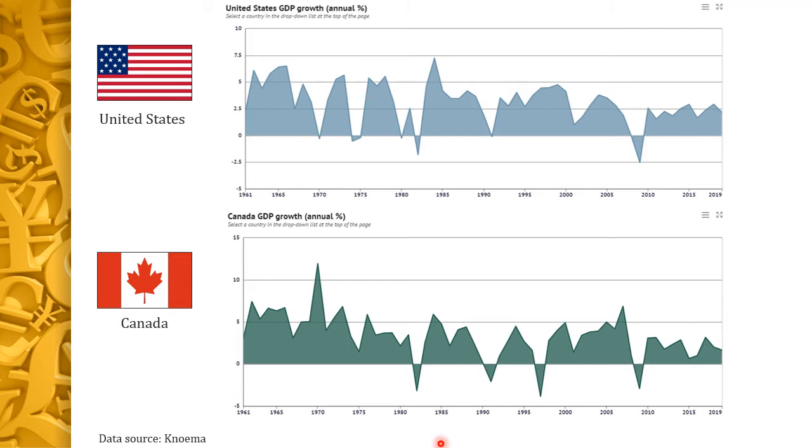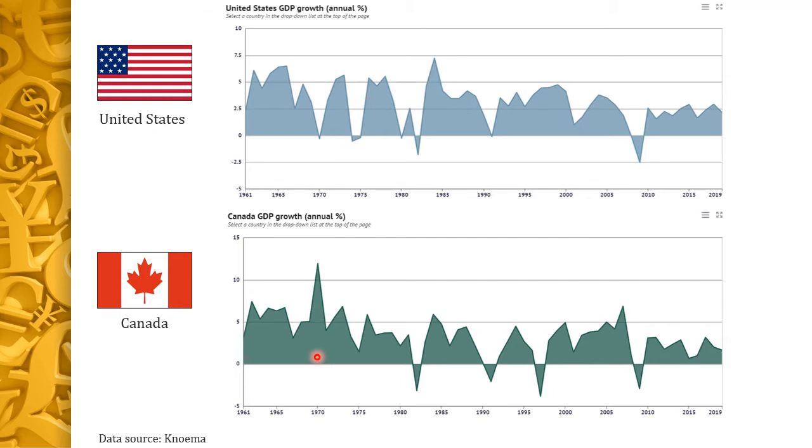But let's compare ourselves to our closest neighbor, Canada, and take a look at the difference in their growth rates versus ours. You can see 2008, they have the same Great Recession happening to them. But they also have trouble here where we didn't have trouble, and here and here. But notice we have trouble in the 70s, and instead they have a great growth rate in the 70s.